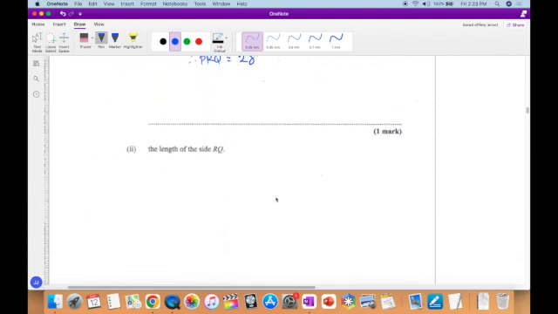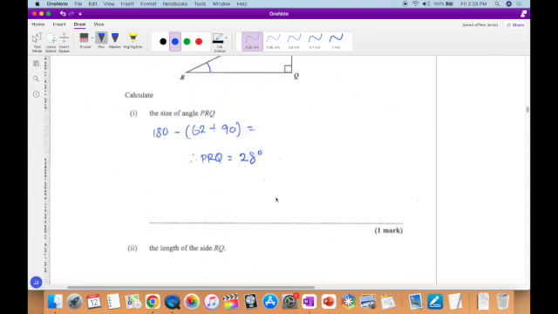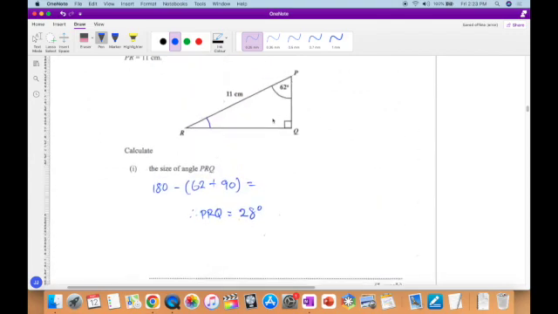It's looking 28-ish. The length of the side RQ is this. So if this is 28 degrees, this here is RQ. And well, we could use sine, cosine, tan, SOHCAHTOA. But let's not use the 28. In case we get the 28 wrong, let's not use the 28. Let's use the 62, because we know the 62 is correct, right?